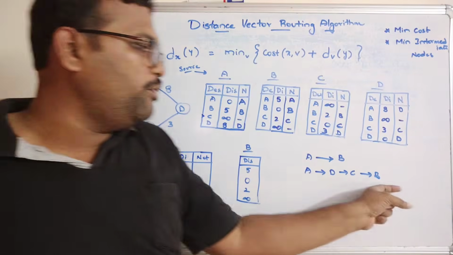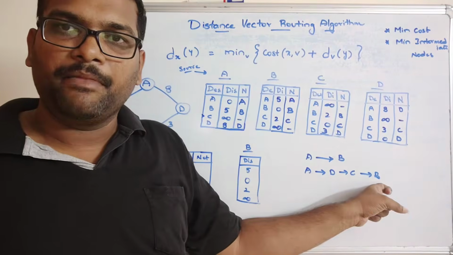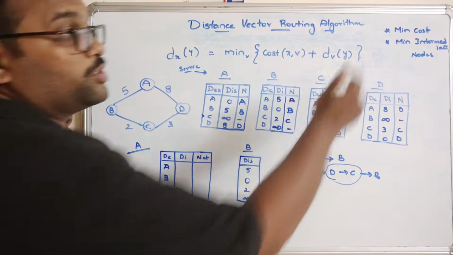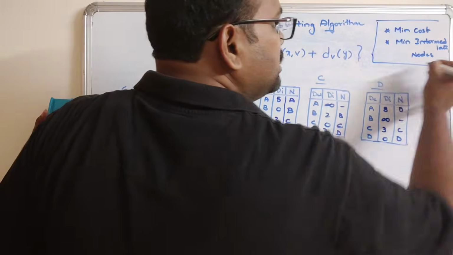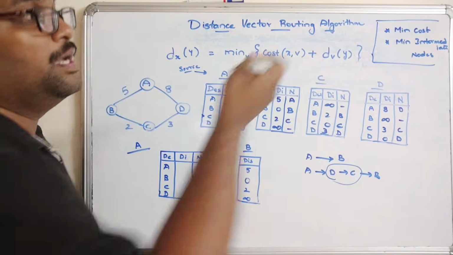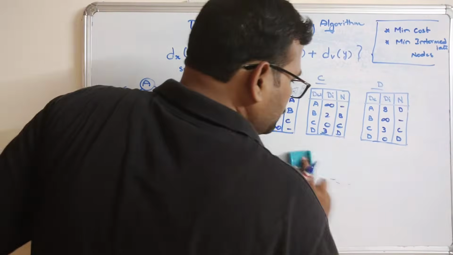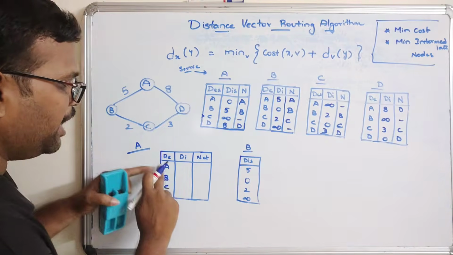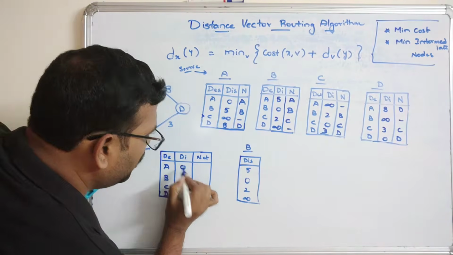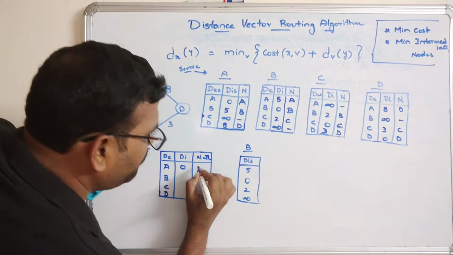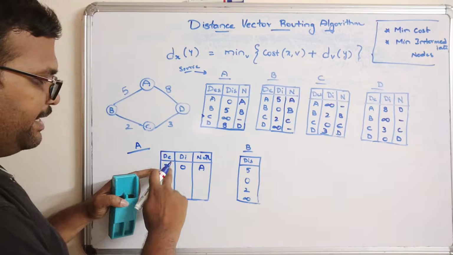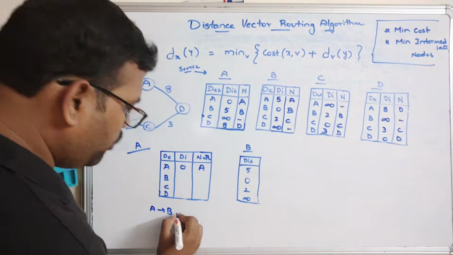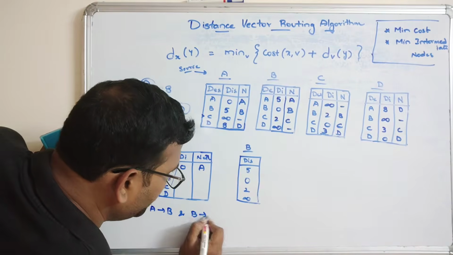So in this path also we can transmit the packet from A to B, right? But here we have two intermediate nodes, so we should not consider this one. This is most important here. We have to consider the minimum cost as well as the minimum intermediate nodes. So let us check with this one. Destination A to A, obviously the distance will be 0, and the next hop will be A itself. Now A to B, and B to B.